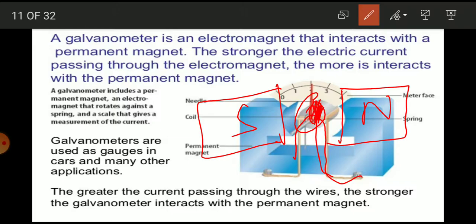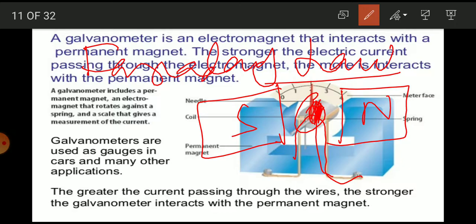According to Faraday, a scientist, you will study this in the coming chapters, when a current carrying coil is placed between the poles of a magnet, it will experience magnetic force which deflects the coil. That is Faraday's law. Galvanometers are used as gauges in cars and many other applications. The greater the current passing through the wires, the stronger the galvanometer interacts with the permanent magnet.